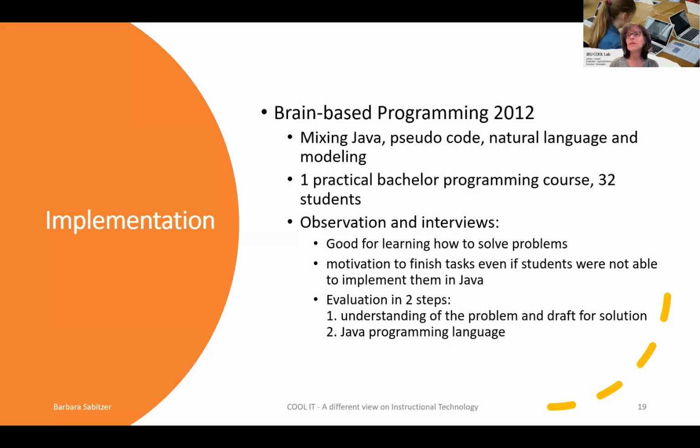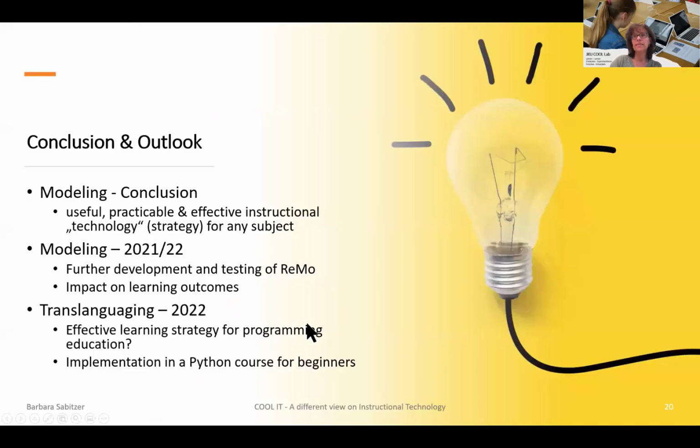For the teacher, this is a little bit more work because you have to evaluate that in two steps. The first one is only: can the students understand the problem and deliver a draft for solutions? And this can be in natural language, in pseudocode, in a form of modeling. And on the other hand, the last one is then the Java programming language, the Java code. And this is clear: when it is running, it's running. And this is what we will do in the next time.